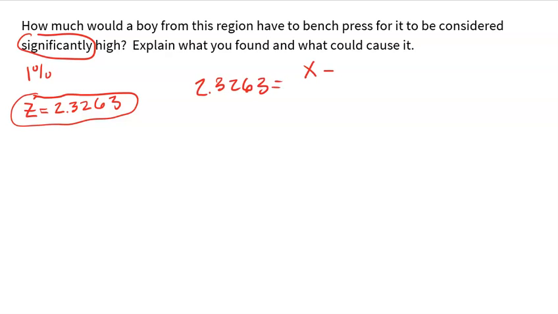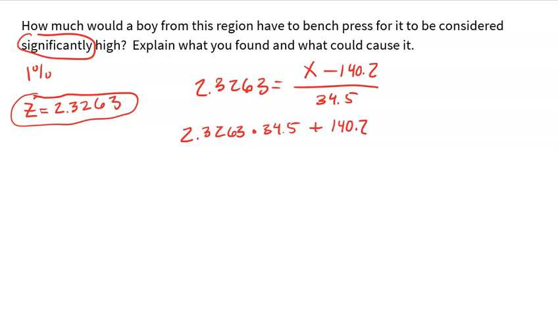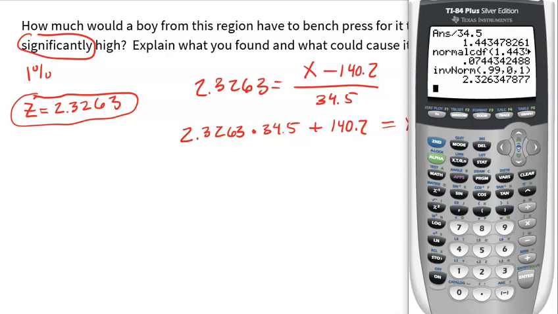So now what I have to figure out is what actual weight this is. I'm going to have to solve for this weight, so I'm going to use my z-score formula. Of course, I'm showing all my work. The first thing I'm going to do is take the 2.3263, multiply it by the 34.5, and add the 140.2, and I'll get my answer. I'm going to go back to my calculator here. 2.3263 times 34.5, add the 140.2, and it's 220.46 pounds.